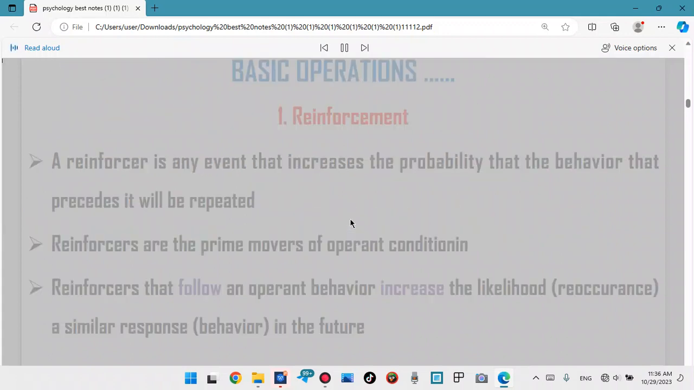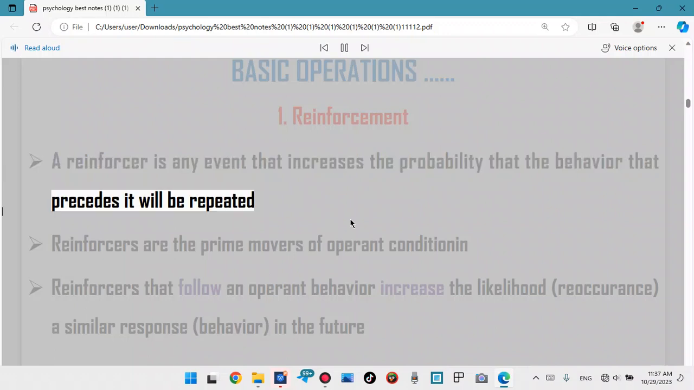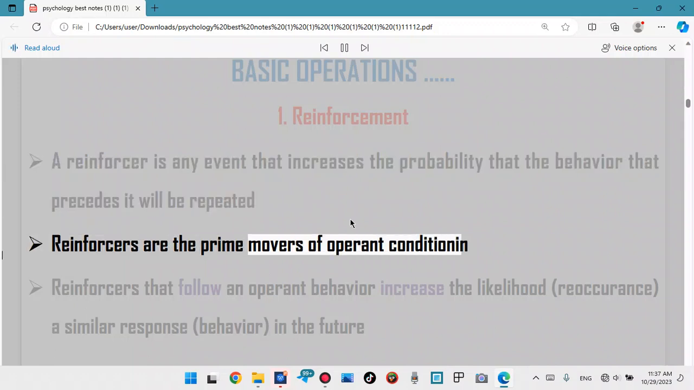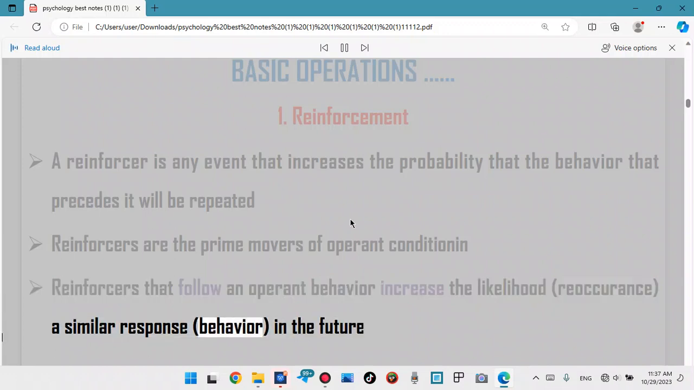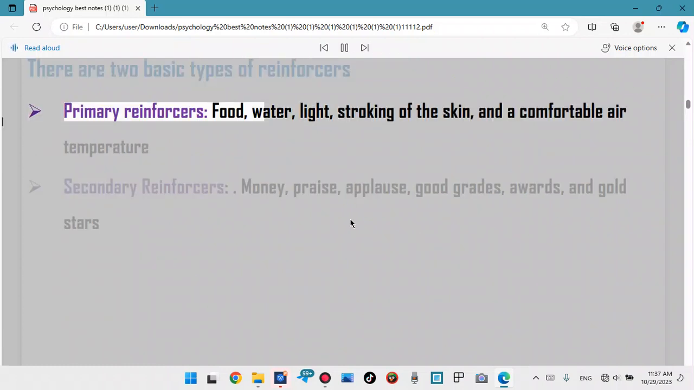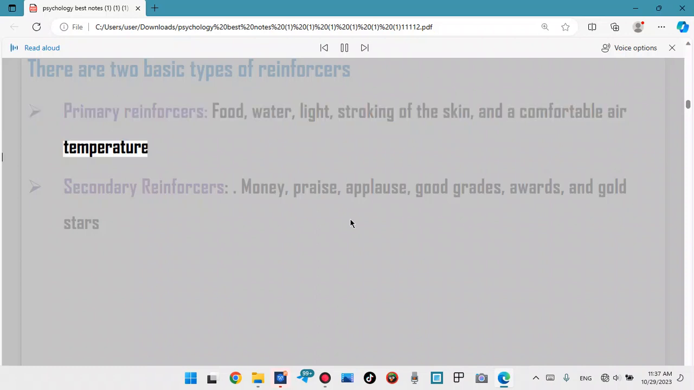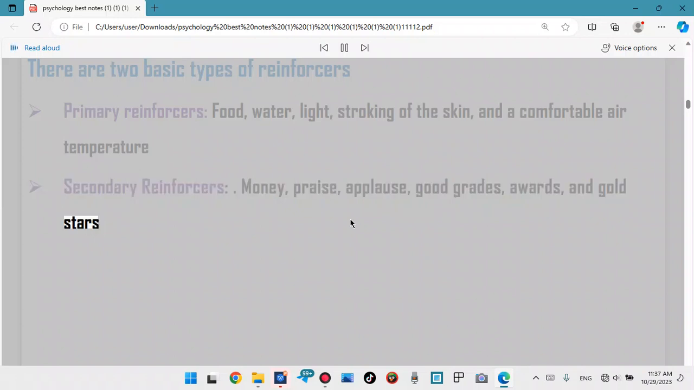Basic operations. 1. Reinforcement. A reinforcer is any event that increases the probability that the behavior that precedes it will be repeated. Reinforcers are the prime movers of operant conditioning. Reinforcers that follow an operant behavior increase the likelihood of reoccurrence of a similar response, behavior, in the future. There are two basic types of reinforcers. Primary reinforcers: food, water, light, stroking of the skin, and a comfortable air temperature. Secondary reinforcers: money, praise, applause, good grades, awards, and gold stars.